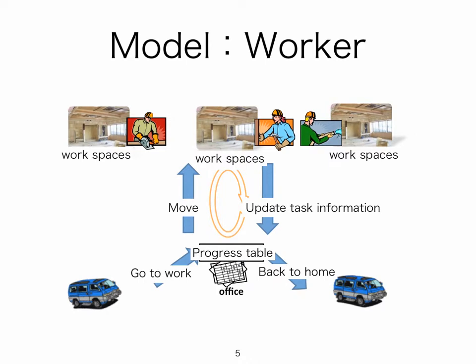Next, we are going to introduce the model. First of all, we will define the workers as agents and corresponding workspaces as spots. The workers will be defined according to their work type and the corresponding work progress. So as shown in this diagram, the workers will refer to the progress table defined in the office to decide which room to go to and which task to perform. After completing the jobs, they will go back to the office to update the progress table. And this process will be repeated until all the works are completed.